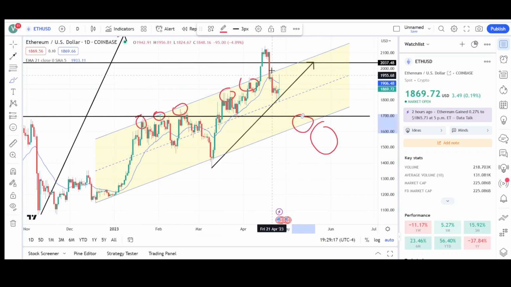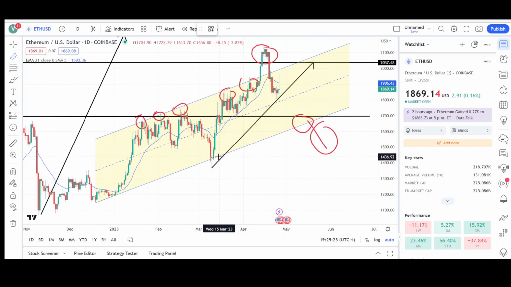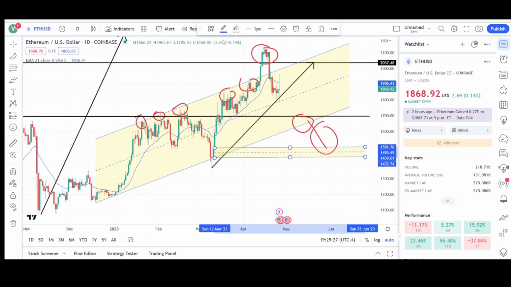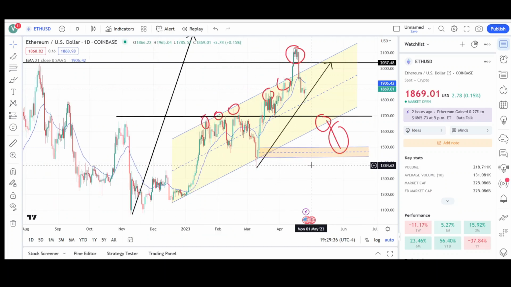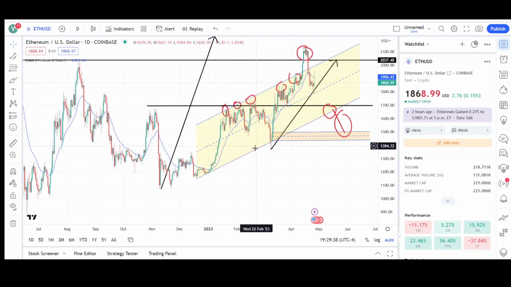We'll have to wait and see if this channel support holds. It could, but since we had a breakout, there's a good chance it doesn't, and we see a breakout probably to reach this area right here on the chart, the 1430. So this could be a potential target if this drop continues to move towards this level right here, because this was the starting point of the up move, and this is a supply zone. We'll see if that gets tagged. But as of right now, that's everything I see on the daily chart.